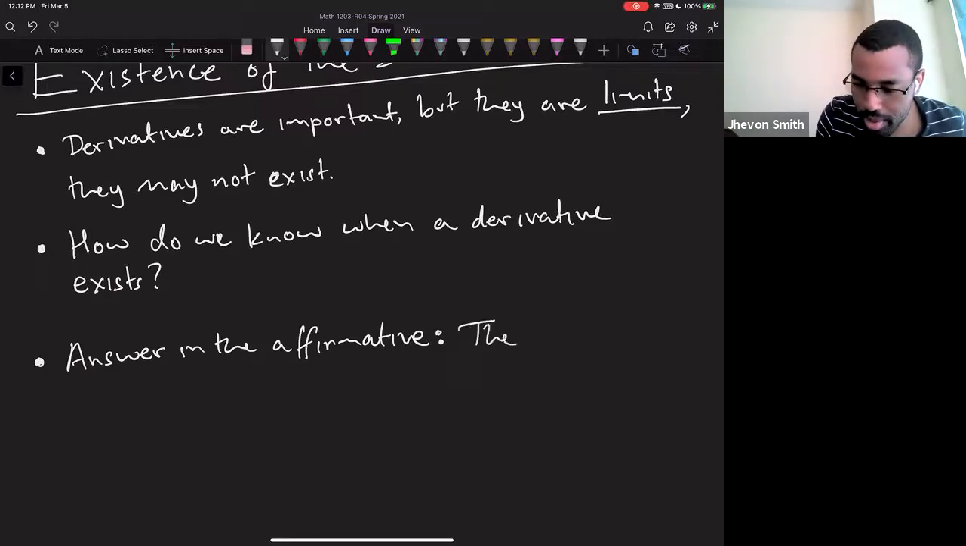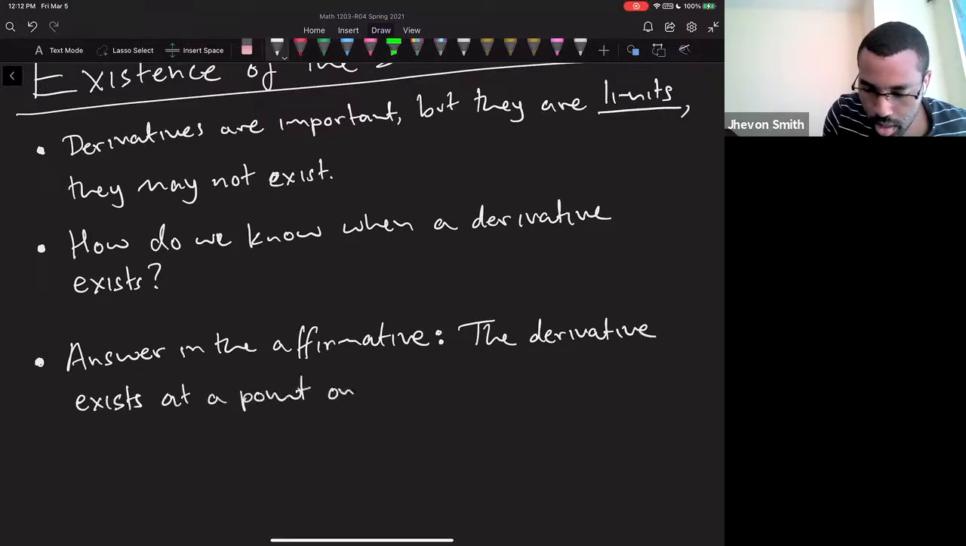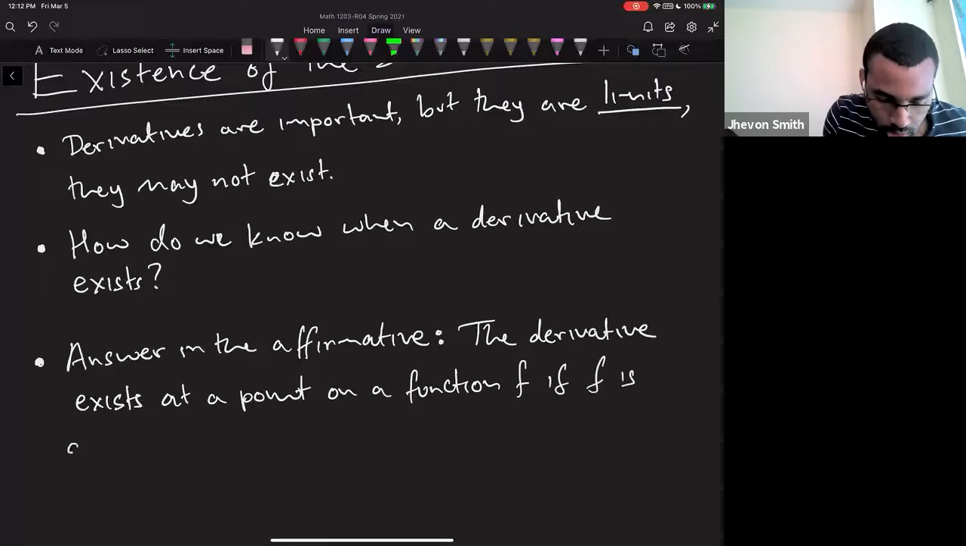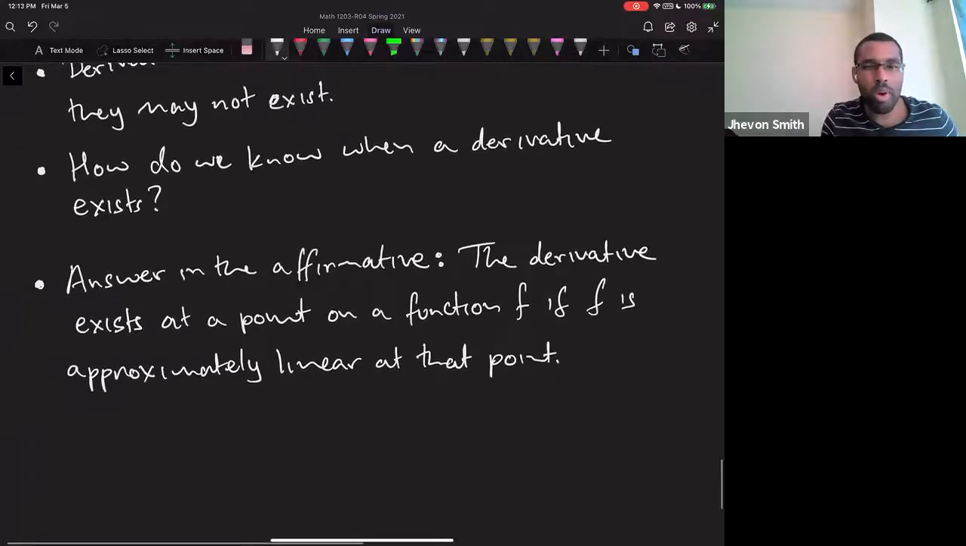The derivative exists at a point on a function f if f is approximately linear at that point. What does it mean to be approximately linear?